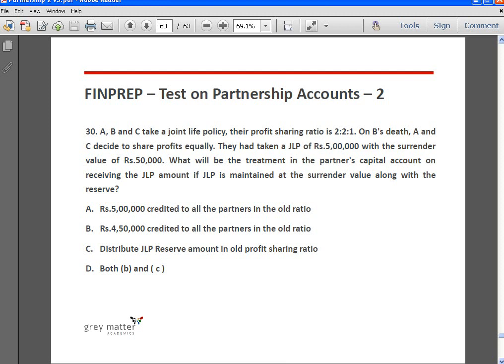So when you receive 5 lakhs, the entry will be bank account debit 5 lakhs to JLP 50,000, and the remaining 4 lakh 50 thousand will be distributed to all partners in their old profit sharing ratio. Now we don't need the JLP reserve, so that JLP reserve also has to be distributed to all partners in their old profit sharing ratio. So the answer is D, both B and C.